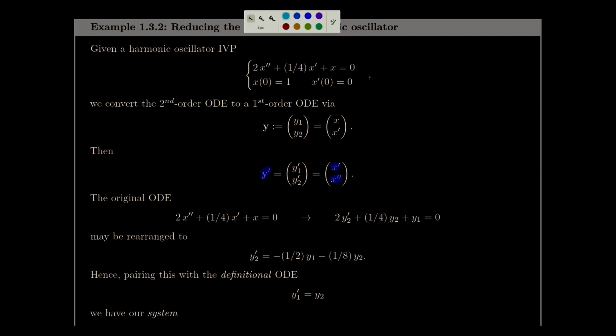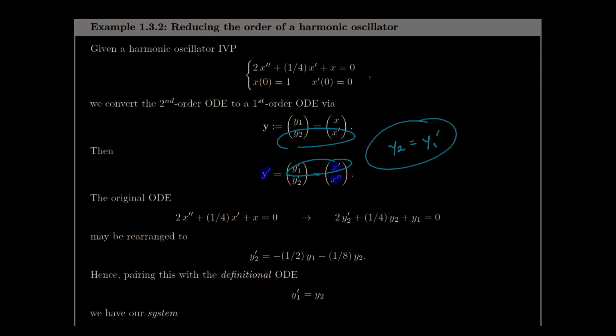And there you can start to see the importance in the fact that y2, which was x prime, is the same as y1 prime, right? y2 is the same as y1 prime. This is always how this reduction of order works. y2 is always going to be y1 prime, or as many steps as you need to translate one to the other. And so this is going to be one of our differential equations that we're going to try to solve. Just the fact that y2 equals y1 prime is going to be one of the differential equations.